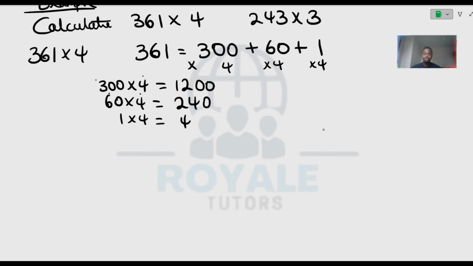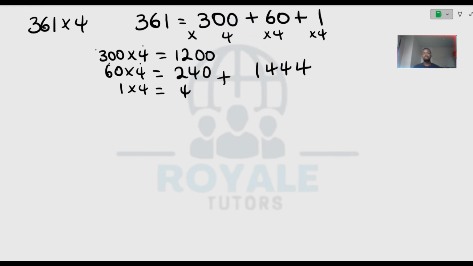So what you need to do is to add the 3 together. If you do that addition, you're going to have 1,444. That means 361 times 4 is equal to 1,444.